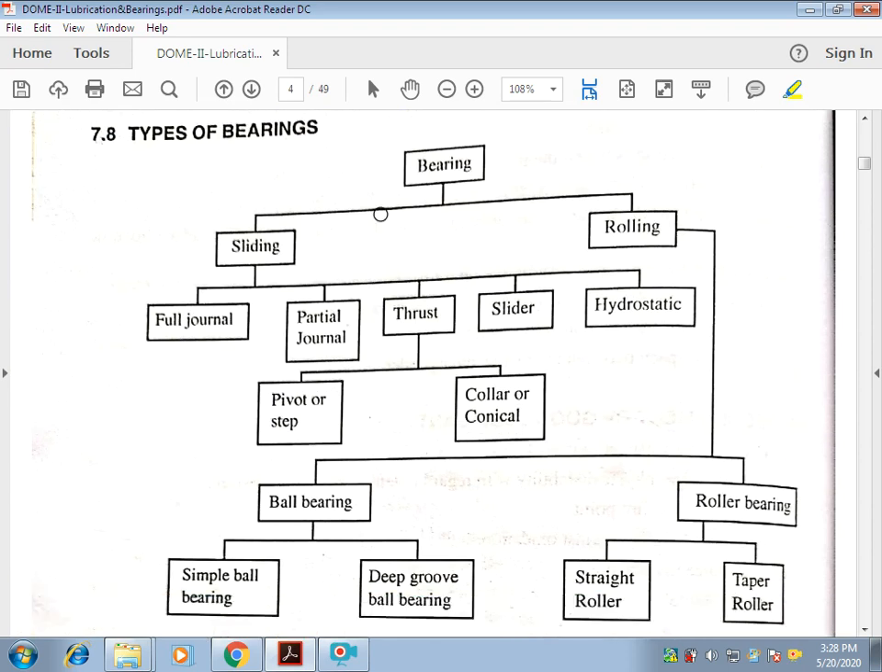Now types of the bearings. These are types of the bearings. Bearings are mainly divided into sliding and rolling.